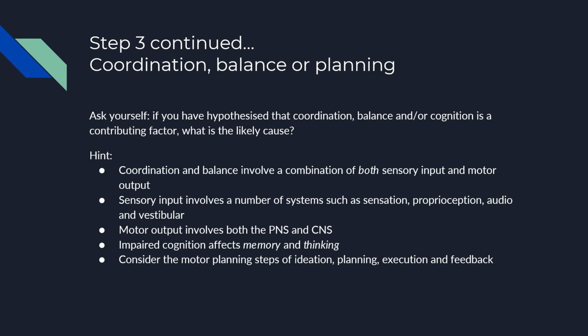So one way you can identify where in the steps the issue sits is by considering the steps of carrying out a motor function. I'm going to use the example of shooting a basketball. Ideation would be the thought, I'm going to shoot the basketball into the hoop, which would be cognition. Planning is your brain going through the steps and processes of how you're going to shoot the ball using those sensory systems I mentioned earlier.